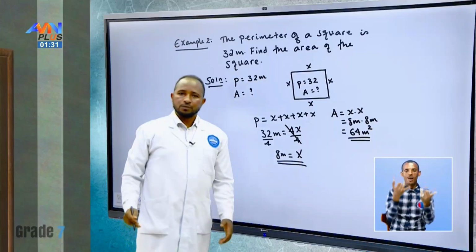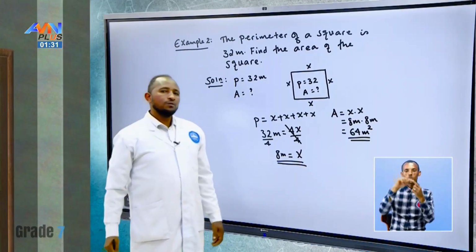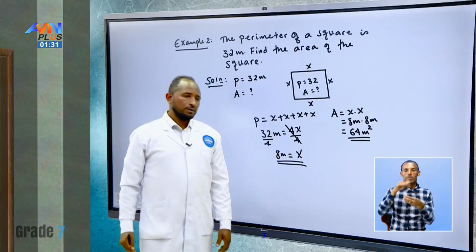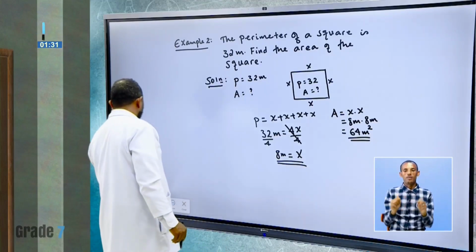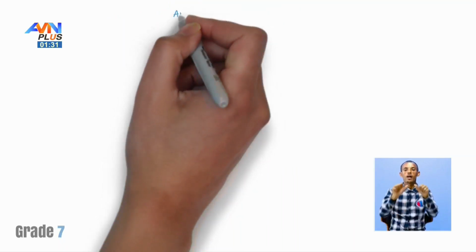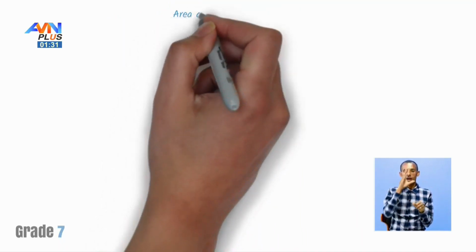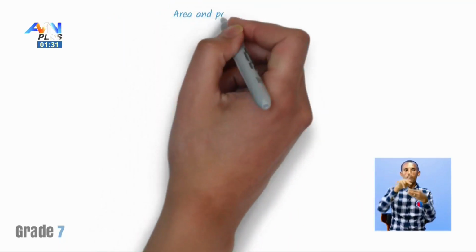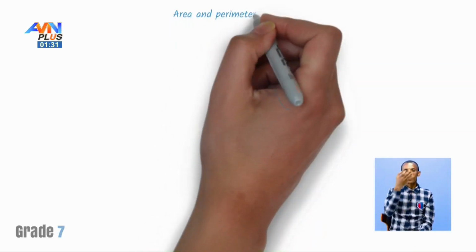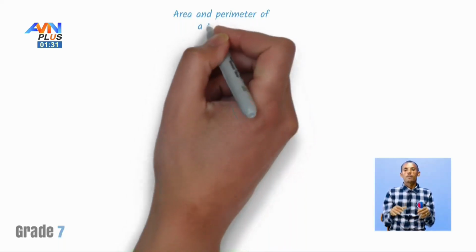Now, let's proceed to how to calculate area and perimeter of triangles. Area and perimeter of a triangle.